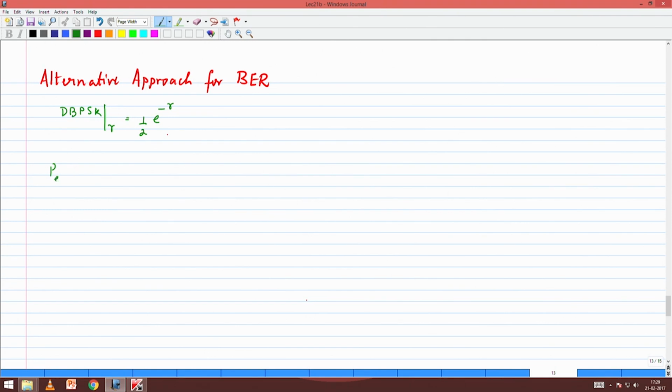I can tell you that this is the probability of error. So the probability of error of differential BPSK in a fading channel will mean that I have to integrate over the range of alphas using the PDF of gammas. So this would be the integral from 0 to infinity of half e power minus gamma. This, if you remember, is the PDF of gamma. I'm going to write down the PDF of gamma. PDF of gamma is 1 by, let me just introduce one more notation.